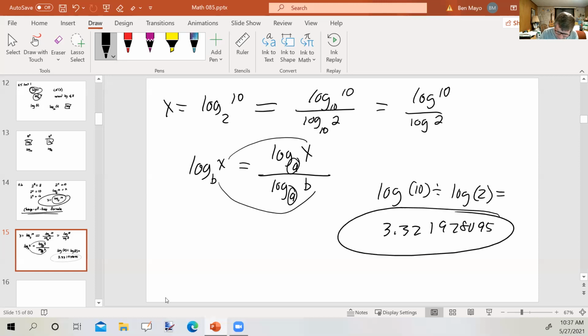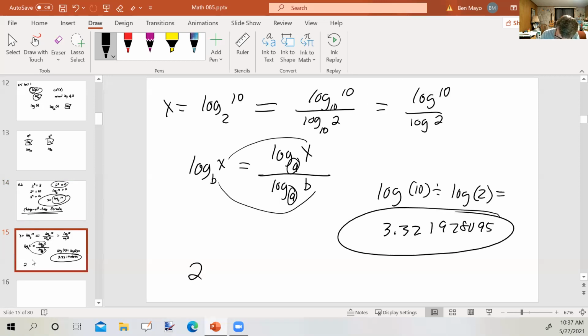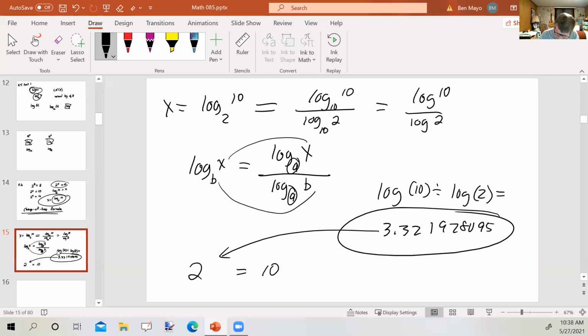If we take this number, which again is rounded, and we go all the way back here, that means that 2 raised to that power equals 10. Now, this number has been rounded off by the calculator, and the more I round it off, the less accurate it's going to be.